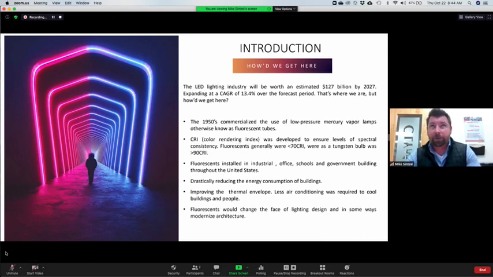The LED lighting industry will be worth an estimated $127 billion by 2027, expanding at a CAGR of 13.4% over the forecast period. That's where we are, but how did we get here?